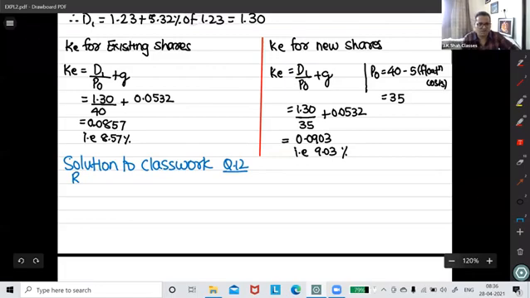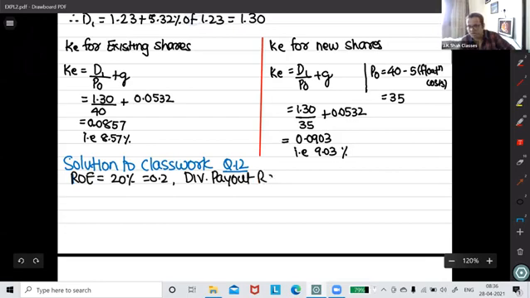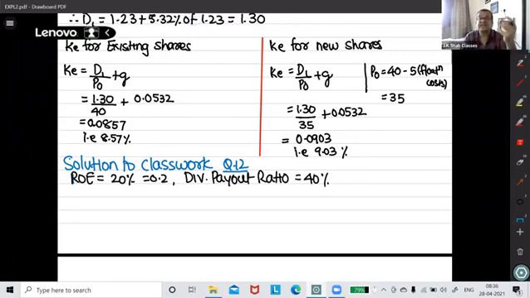What is given in the question? Returns on equity is given in the question. Returns on equity is how much percent? 20%. That is 0.2. Then, guys, you are given the dividend payout ratio. How much percent? 40%. Then we all know dividend payout is 40%, means retention is 60%.